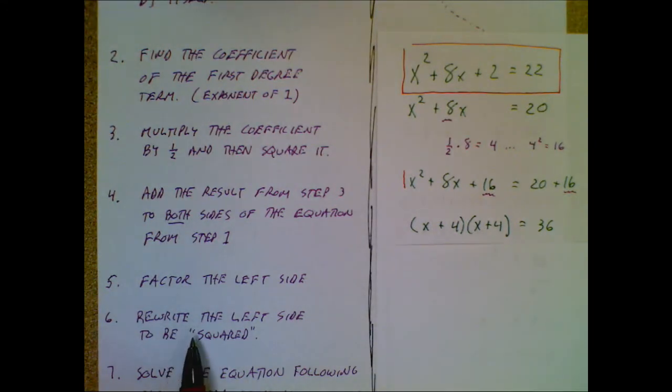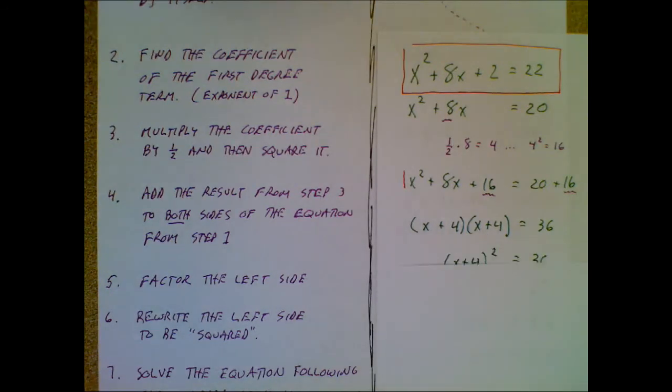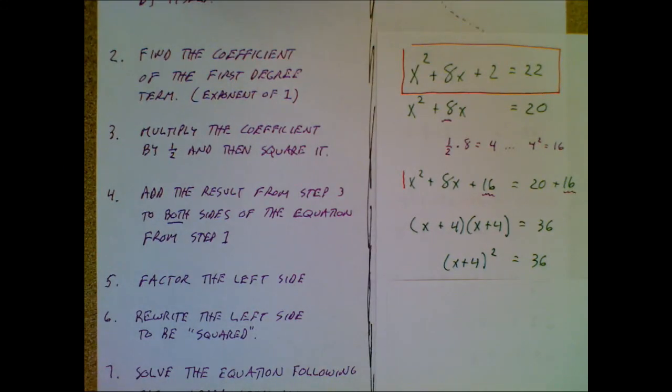And then it says rewrite the left side to be squared, because x plus 4 times x plus 4 is really x plus 4 squared. At this point, the last step just basically says solve the equation using the square root steps that you know. And you can take it from here, square root both sides, and don't forget the plus minus, and now you just follow those two different paths.